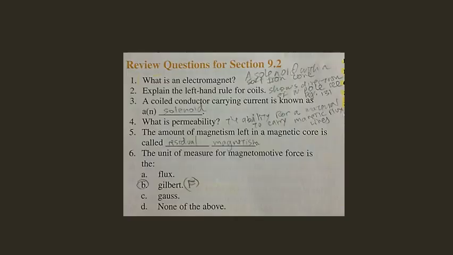Review questions for section 9.2. Question 1. What is an electromagnet? It is a solenoid with a soft iron core. Question 2. Explain the left-hand rule for coils. Again, the left-hand rule for coils can be used to determine the polarity of the coil. Grasp the coil with your left hand in such a manner that your fingers circle the coil in the direction of the current flow. Your extended thumb will point to the north pole of the coil.